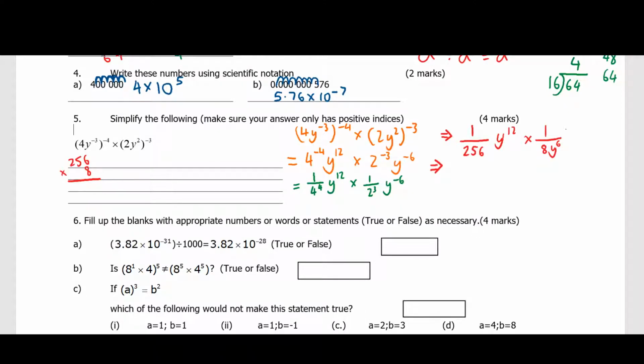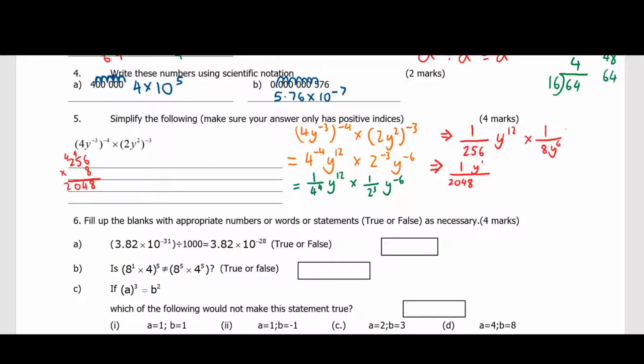So what we do: 8 times 6 is 48. Put down the 8, carry the 4. 8 times 5 is 40 plus 4, 44. Put down the 4, carry the 4. 8 times 2 is 16 plus 4 is 20. So there's our answer, 1 over 2048.